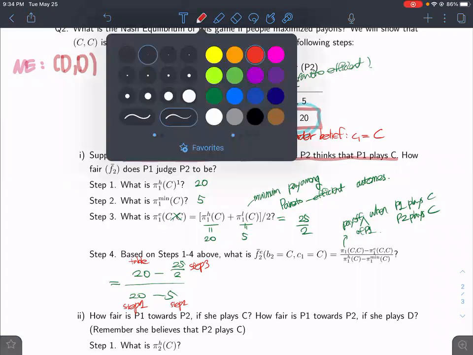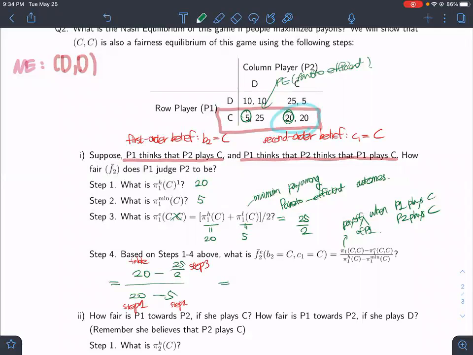And then if I compute the values here, then I will have 20 minus 25 over 2. 20 minus 5 is 15. This is 15 over 2, 15. So we have 1 over 2. Okay. Let me check if I didn't make any mistakes.